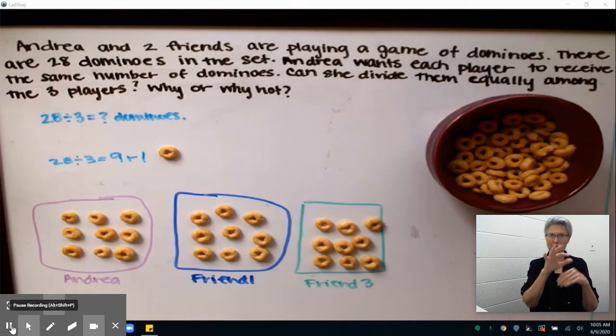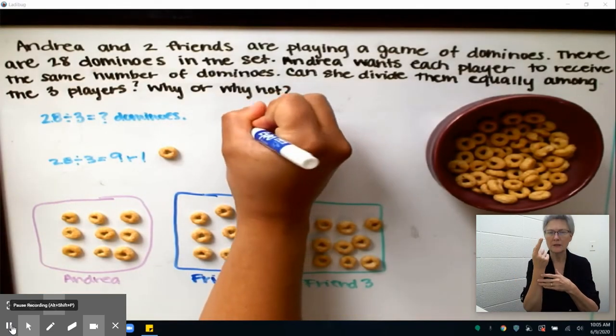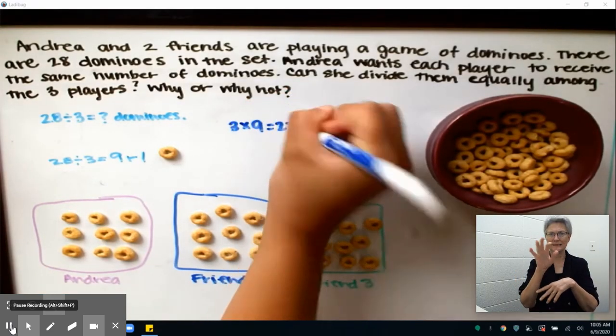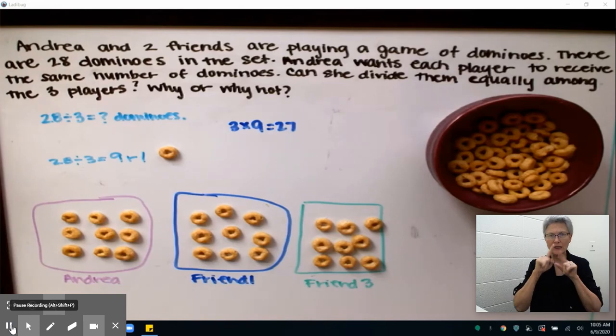And you know, if we use our math facts, that makes a lot of sense because we know that 3 times 9 is 27. If we add 1 to 27, we'd have 28, which was our total number of dominoes that we started with. So we can use a model in order to help us find the answer to division problems with remainders.